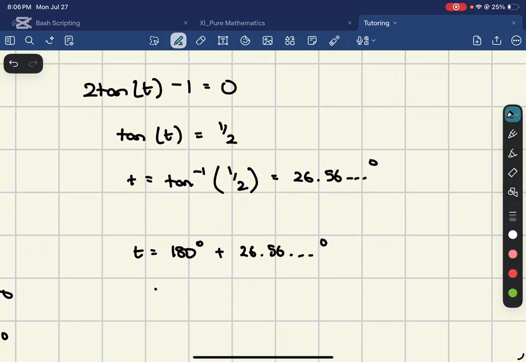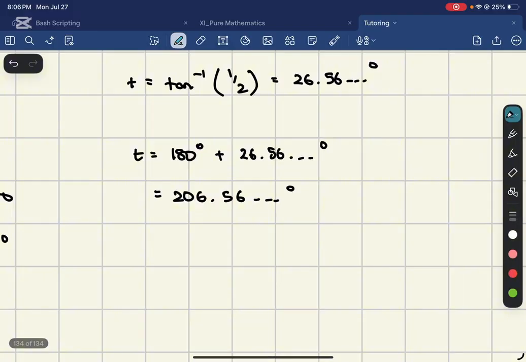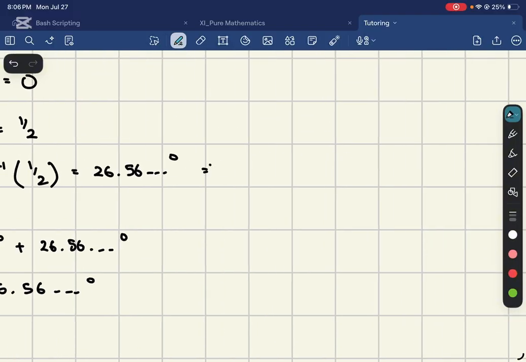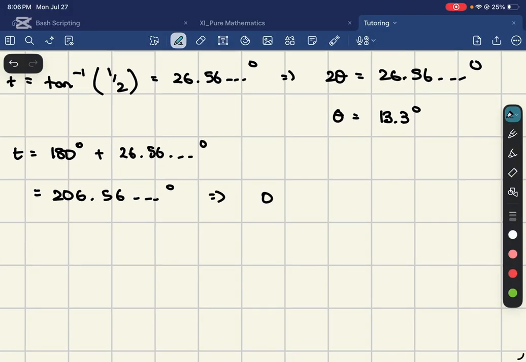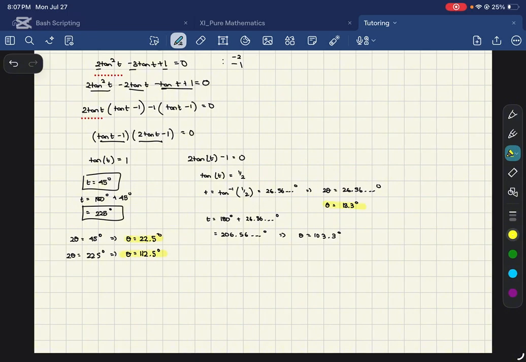180. So you get 206.56 degrees. Now you need to solve for theta, right? So this just means that 2 theta is equal to 26.56 degrees, and you're going to solve for theta, which is going to be 13.3 degrees. And if you solve this for theta, you're going to get 103.3 degrees. All right, so we have our four solutions: 22.5, 112.5, 13.3, and 103.3 degrees.